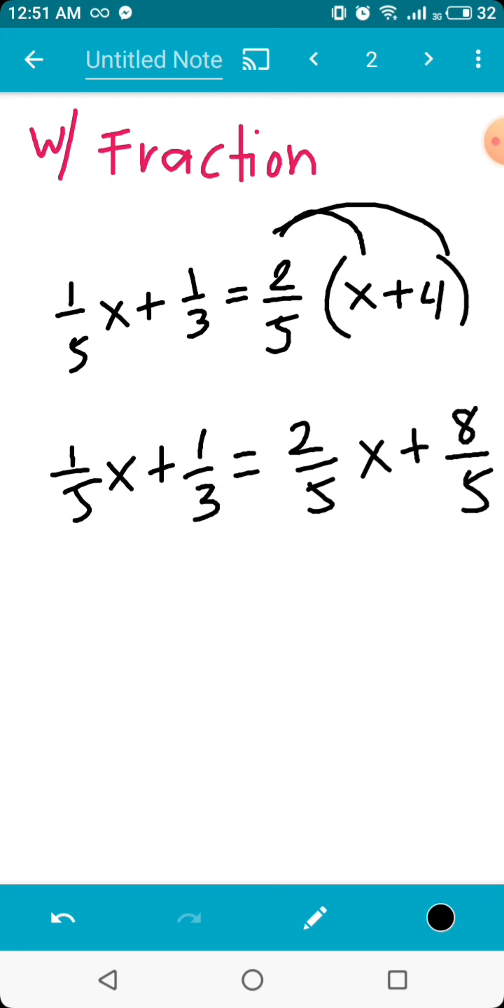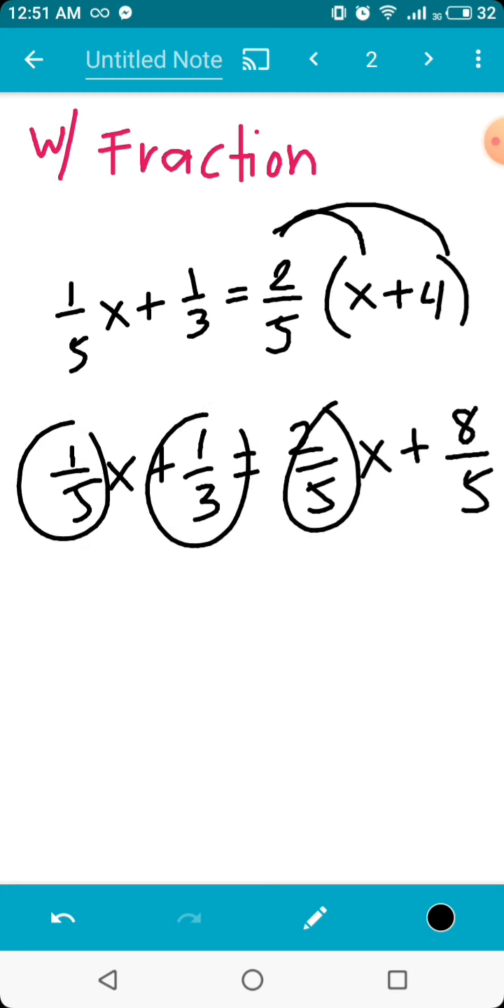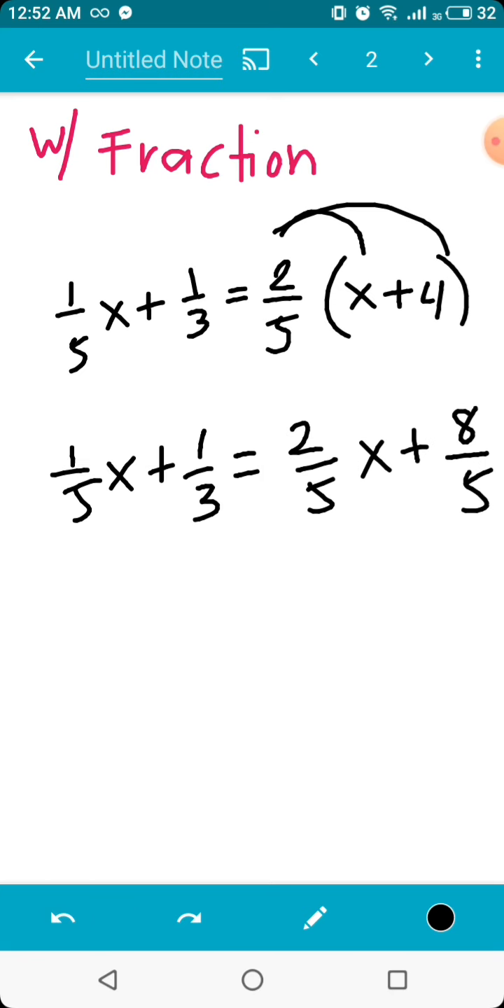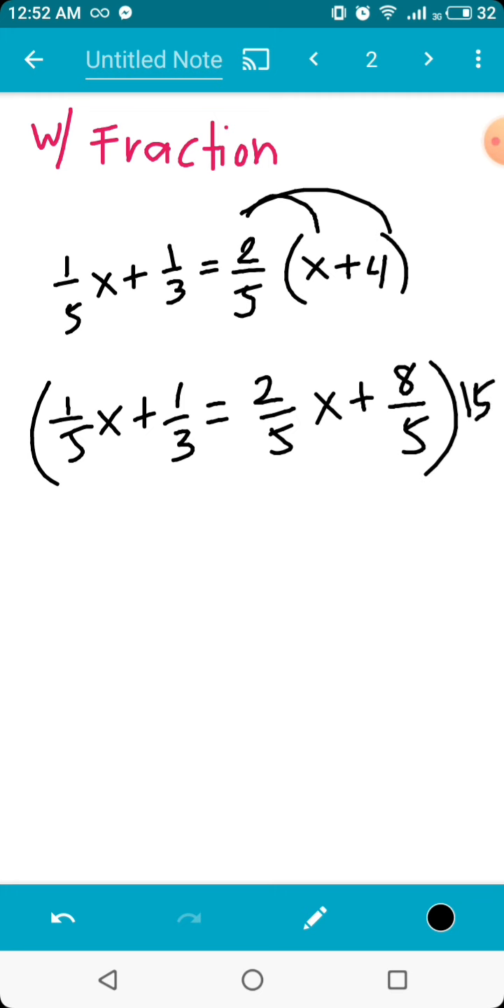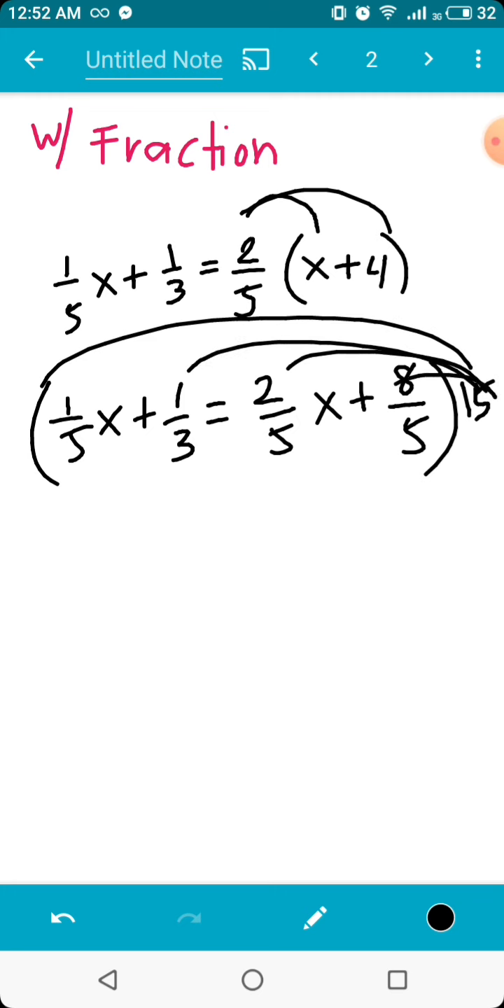Alright? So, kung mapapansin nyo, ilan na yung fractions natin? So, we have 1, 2, 3, 4. And yung mga denominator nila is 5 and 3. So, kunin ulit natin yung GCF. So, yung GCF ng 5 at 3 ay, that is 15. So, again, ang goal natin is makancel yung denominator, kaya imumultiply natin siya sa 15. Okay? So, lahat ng terms sa equation, imumultiply natin sa 15.